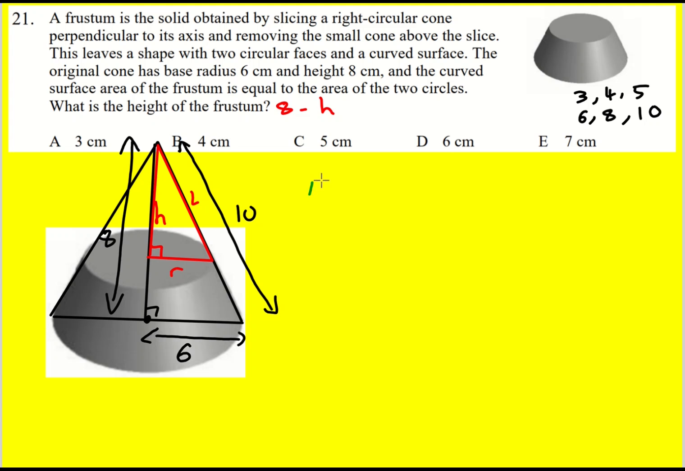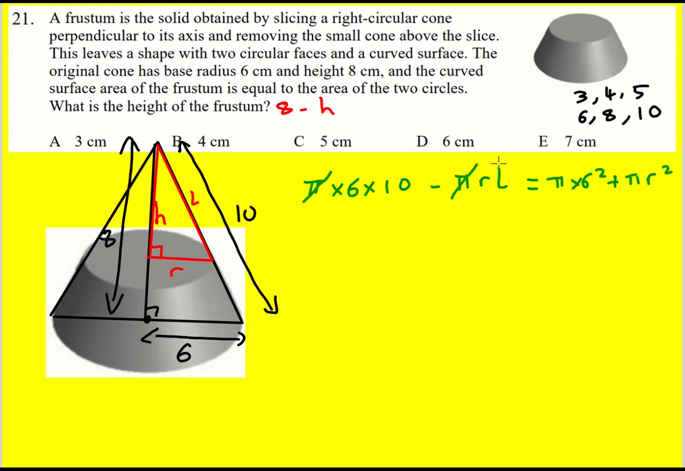It's going to be pi r L is the curved surface area. So pi times 6 times 10. That will give me the curved area of the original cone. And we're going to minus pi r L, that's the curved area that we've removed. And that is going to equal pi times 6 squared, that's the circle at the bottom, plus pi r squared.